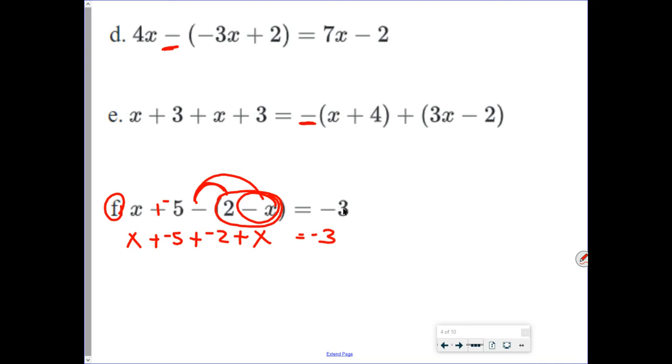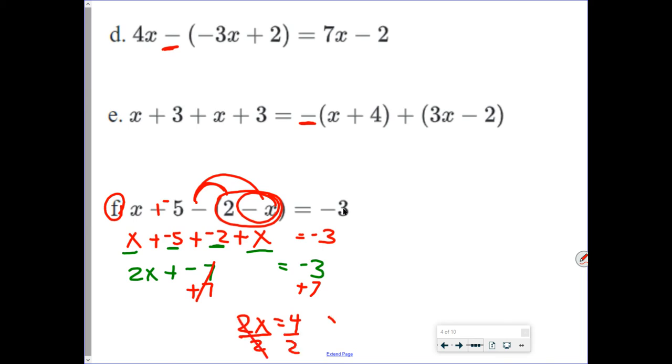Now I can combine like terms. X and x, oh, 2x. -5, -2, plus -7 equals -3. I got an x over here, so I want to get that x alone, and I get that alone by doing the opposite. I add 7 and add 7. Now I've got 2x, and -3 plus 7 is 4. And I finish by dividing by 2, x equals 2.